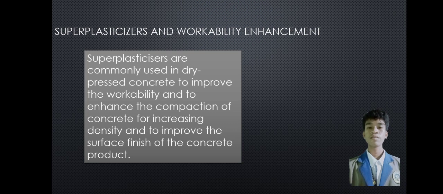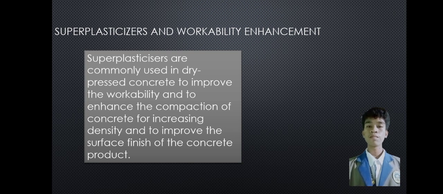Then the number 2 of chemical composition and additives. Number 2, a superplasticizer and workability enhancement. Superplasticizers are commonly used in dry press concrete to improve the workability and to enhance the compaction of concrete for increasing density and improve the surface finish of the concrete product.